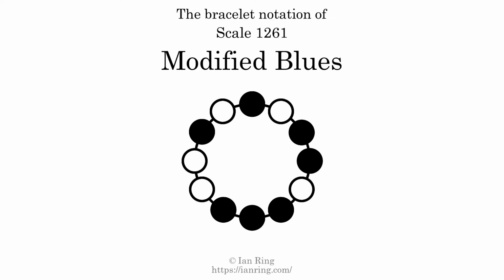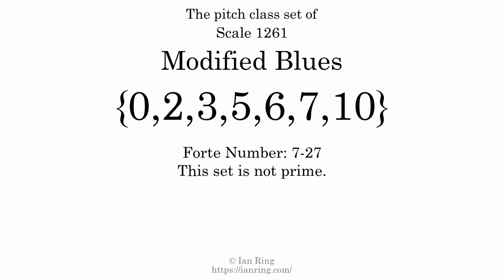This is a bracelet notation diagram of scale 1261. The shaded circles represent tones that appear in the scale, and they are read clockwise, starting at the top. The pitch class set for this scale is 0, 2, 3, 5, 6, 7, 10. The forte class is 727. This set is not prime.